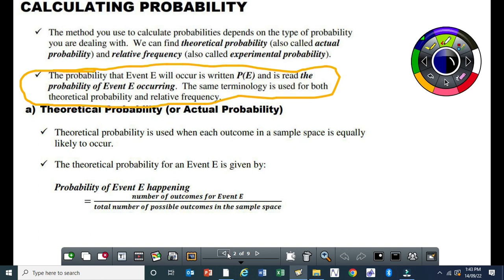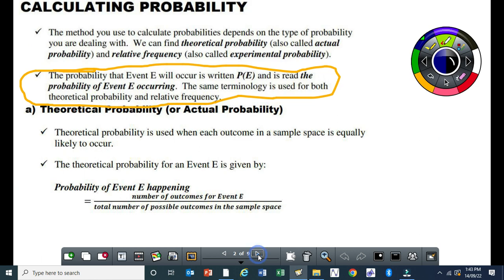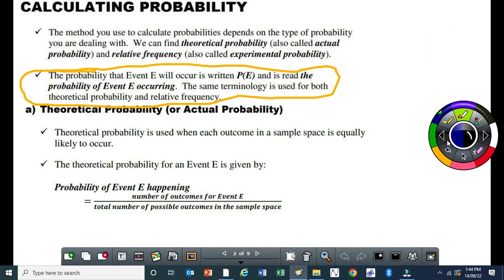I just introduced a few aspects. Okay, so now I'm going to carry on with the calculation of probability. Now, if you want to calculate the probability, the first thing is to identify your event.